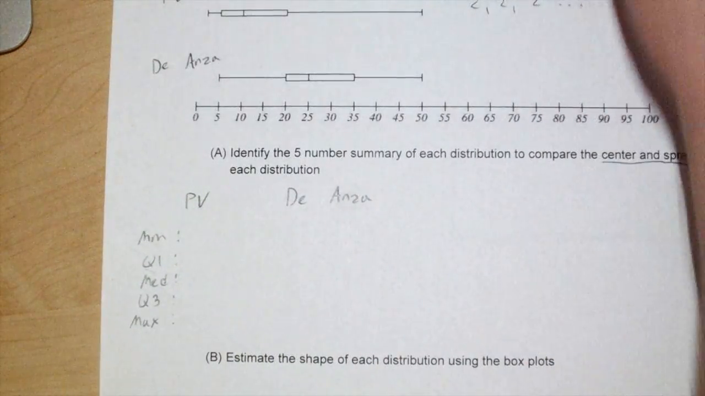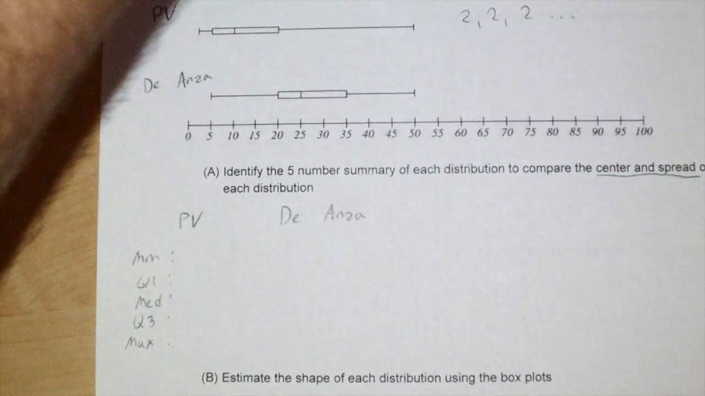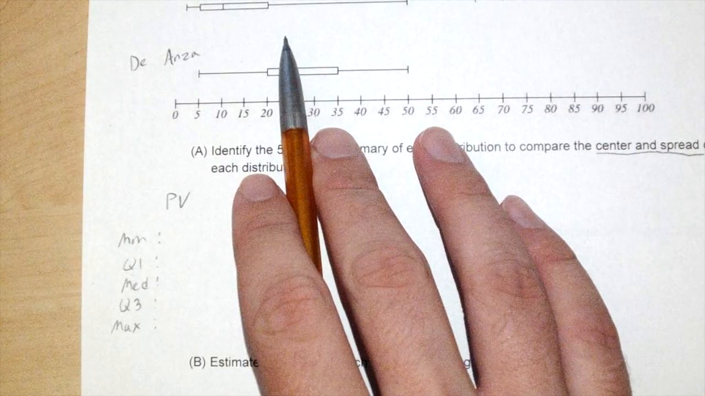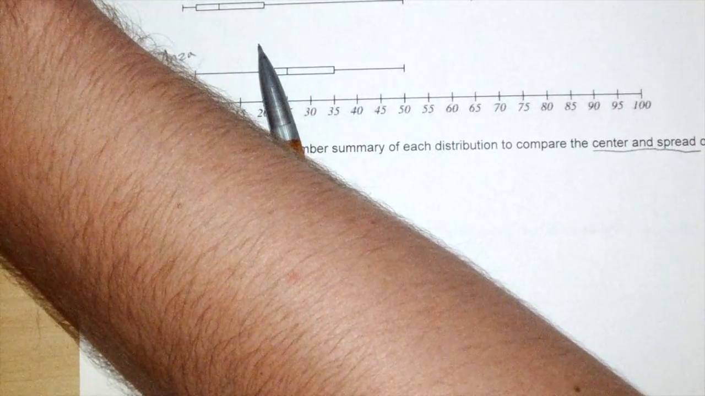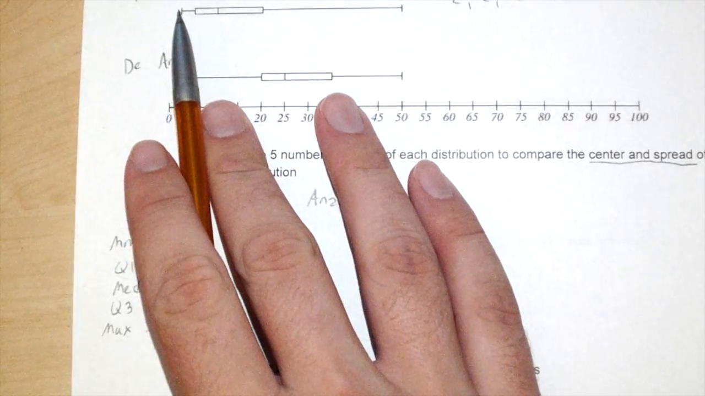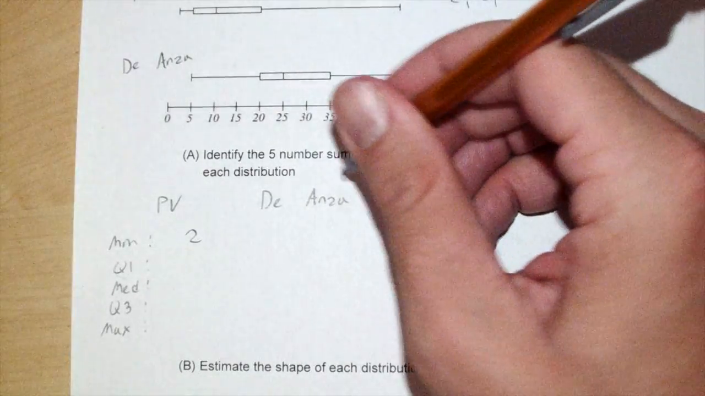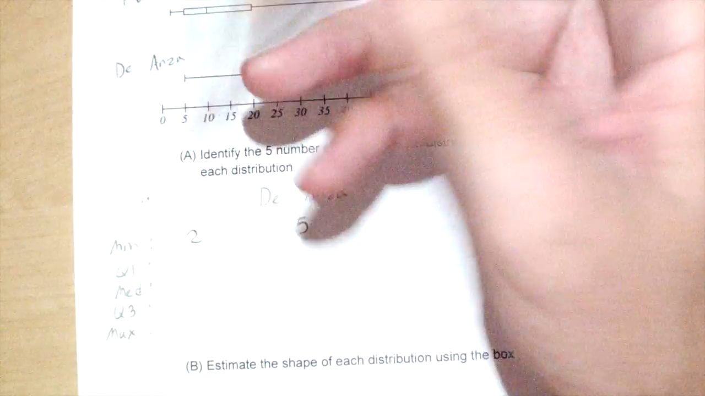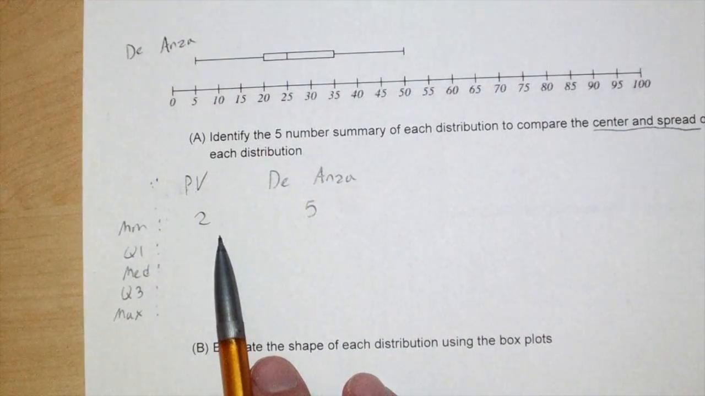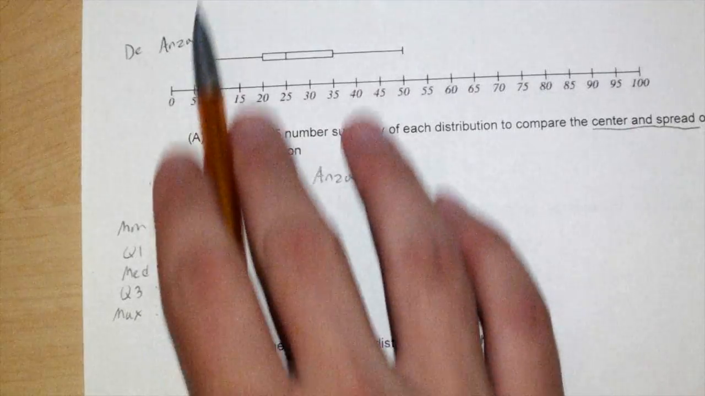Maybe I'm off the screen. So for this, all we have to do here is see that this is the smallest value. So the minimum for PV was 2, and for De Anza the minimum was 5. So if we were comparing these distributions, we're off to a good start. Our top student has better internet connection. But we can keep going, right?